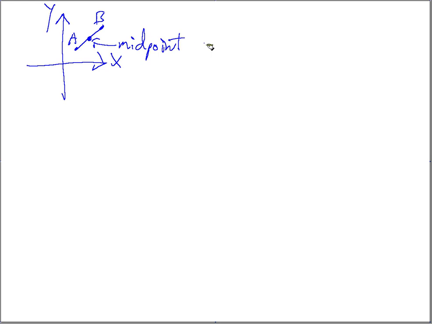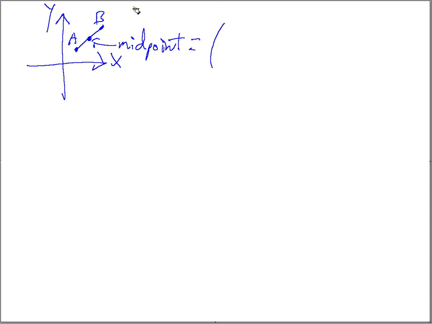So how do you find these coordinates? Well, that's not going to be too bad because the middle is just an average. Think of middle as average. In other words, to find the midpoint of A and B, just simply average the x coordinates and the y coordinates. In other words, the midpoint formula is going to be given as the ordered pair.